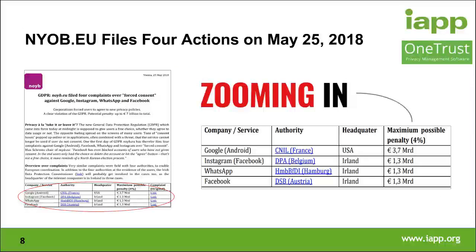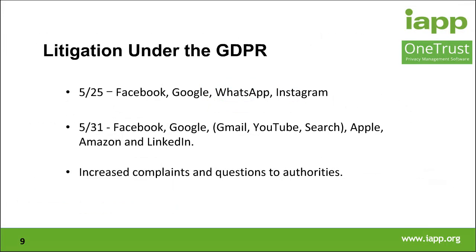To swing back to the litigation front for a second, obviously Max Schrems' nonprofit group NYOB.EU filed 4 actions on May 25th. That's None of Your Business.eu, for those of you that don't know about it. They were against Google and then Instagram, WhatsApp, and Facebook more broadly. Those complaints were lodged with the regulators under Article 80 as representative actions, which nonprofits are allowed to bring under the GDPR.